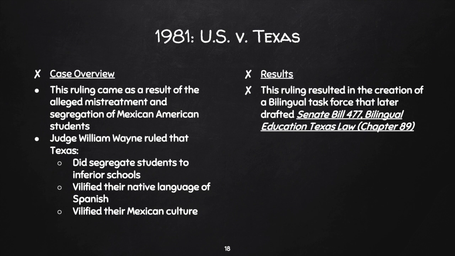So as a result of this landmark case, this ruling resulted in the creation of a bilingual task force that later drafted Senate Bill 477, which is the Bilingual Texas Education Law. It's also known as Chapter 89 and is still in place today, and we'll talk about it later on in the course. It outlines how to specifically serve English learners in the state of Texas, and that is in place today because of this landmark case.